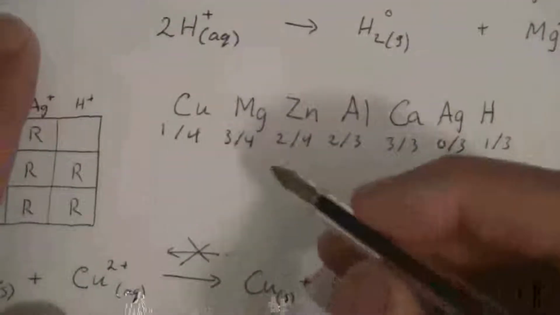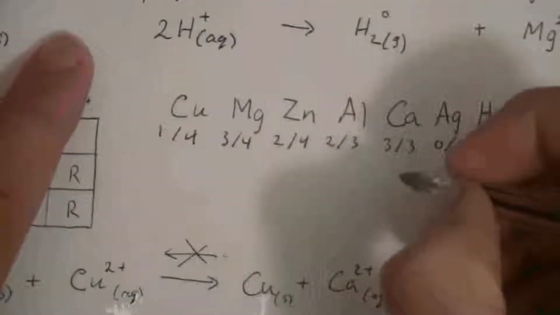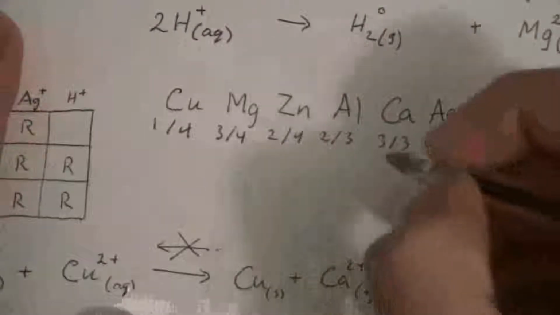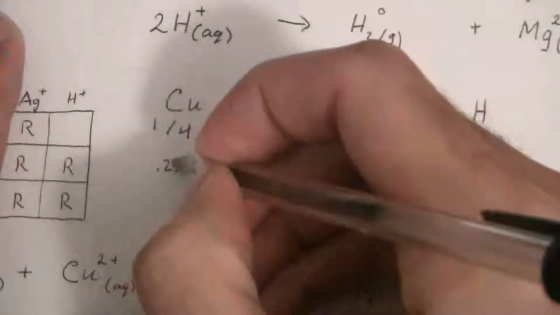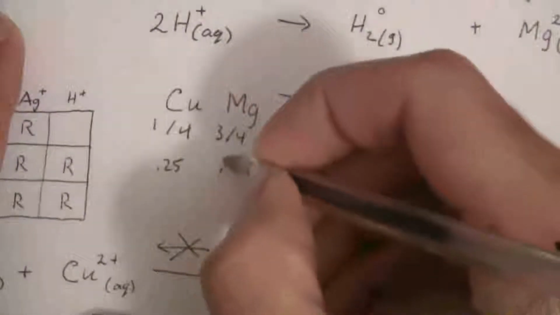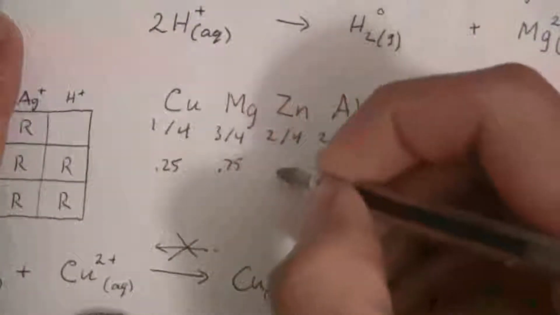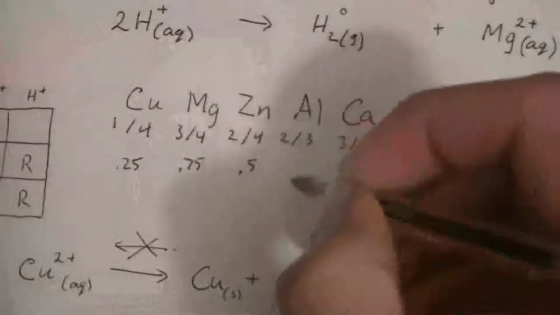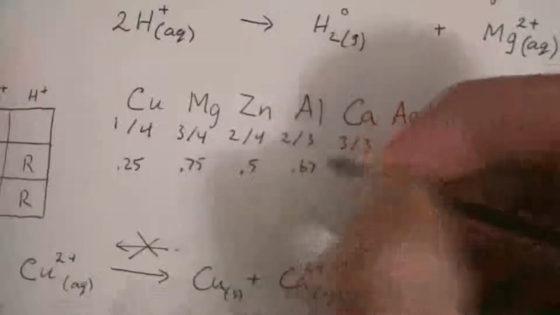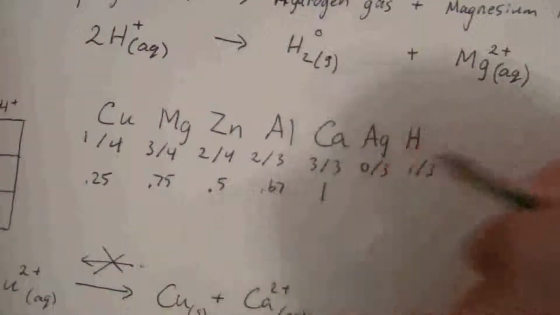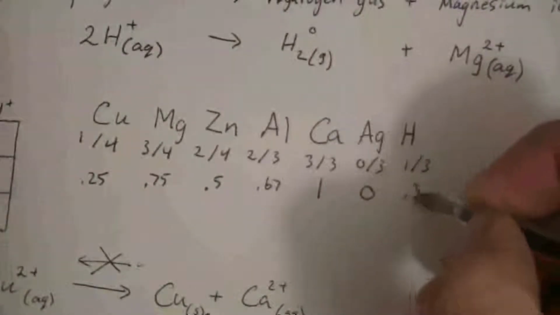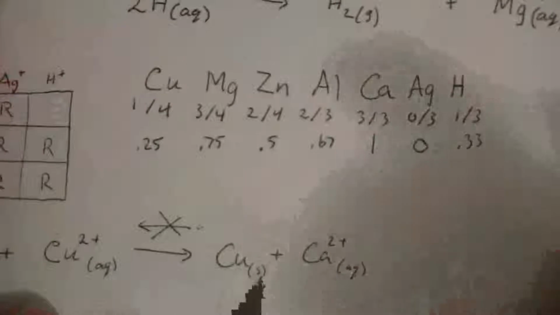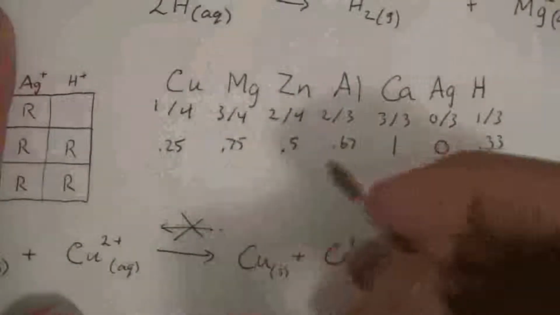All right, so here, let me just put this in decimal form for each of these. This is 0.25, 3 out of 4 is 0.75, 2 out of 4 is 0.5, 2 out of 3 is 0.67, 3 out of 3 of course is 1, 0 out of 3 is 0, 1 out of 3 is 0.33. Right? So we're just ranking them from highest to lowest.